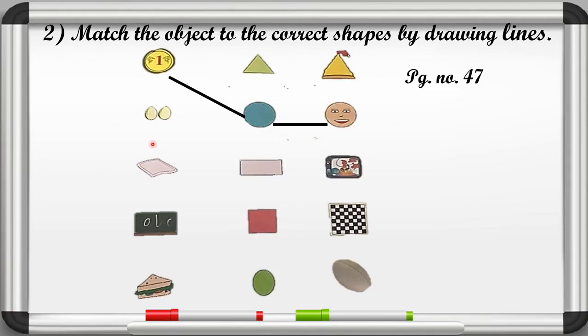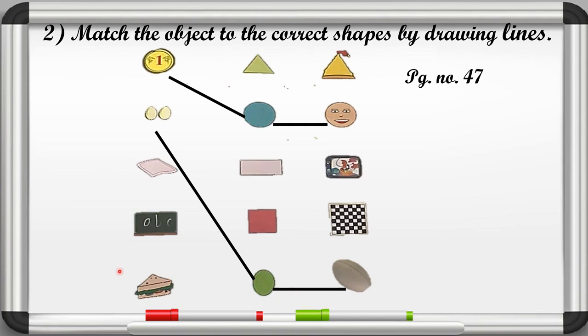Understood? Now the next one is eggs. Now eggs have which shape? Oval shape, and here we have oval. So with the help of a line we will match it like this. Now beta, with the help of this oval we can make a handball. This is a handball. So we will match it with this line.